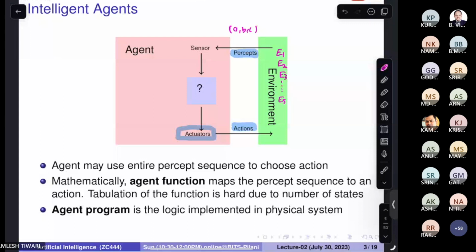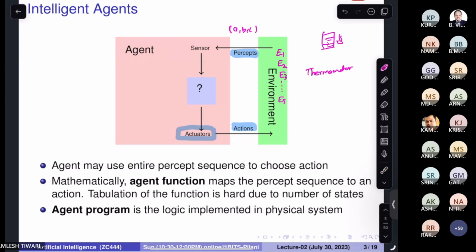Let's assume that you are running a factory where there is some boiler. You know that there is some heating thing, and you want to maintain the temperature of that particular thing. So what could be the sensor if you want to maintain the temperature? Thermometer. The sensor is a thermometer. So what is the percept? The percept is the reading that is going to come.